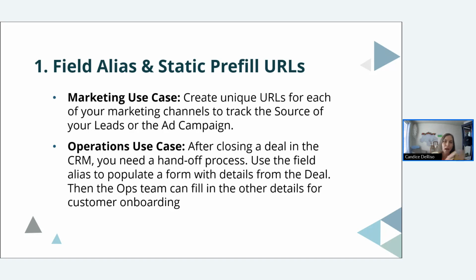And then the operations side, this one's a little bit of a stretch in my mind, but some people will use it this way. Let's say you've closed a deal, you're on the sales team, and now you have this handoff process with your operations team. Well, you can use the field alias to populate the form with data from that deal so that the ops team can now take that form, fill in their part of the process, and submit it and follow whatever their process is. So let's now look at field alias.